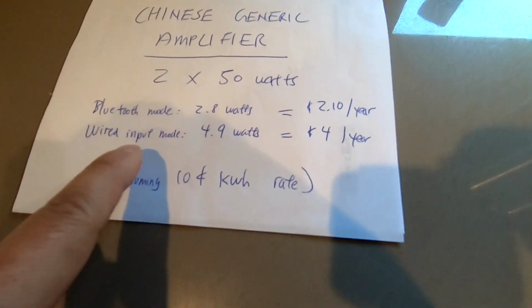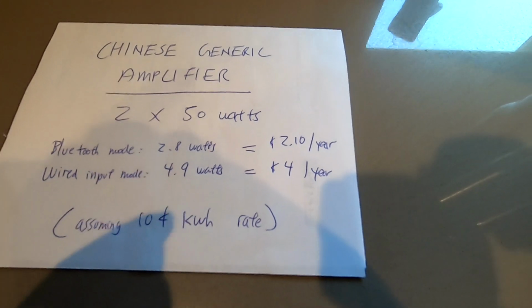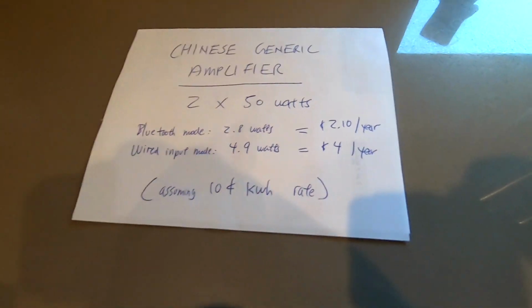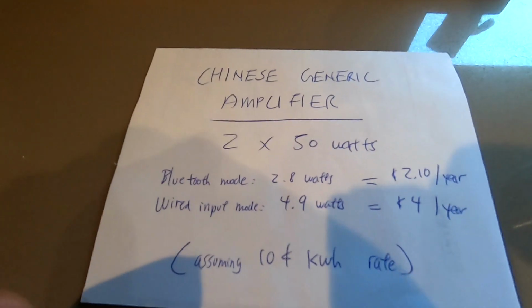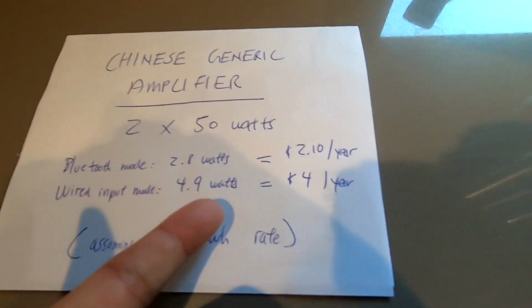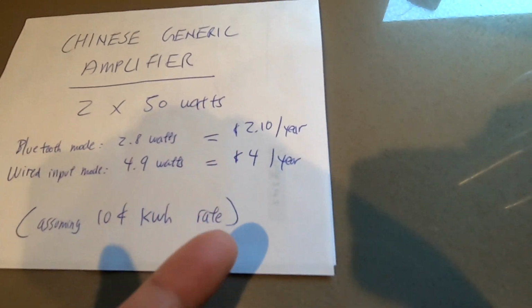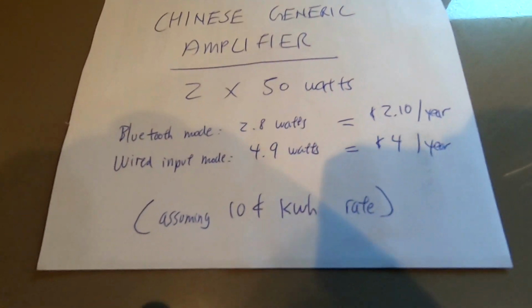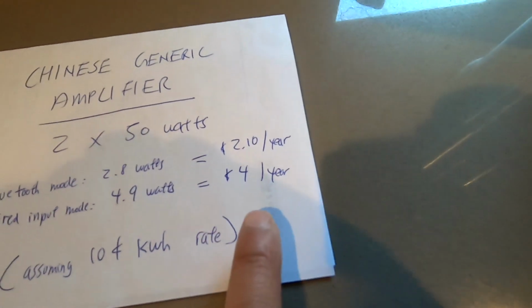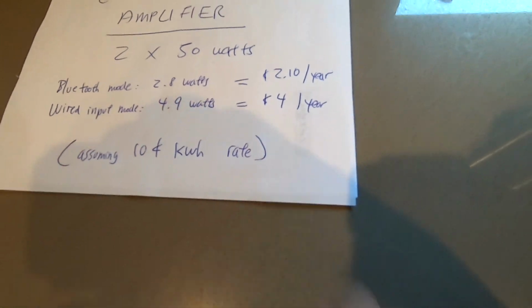And using the wired input mode is actually a lot more, and it creates this buzzing noise all the time. So the Bluetooth is actually cleaner and uses less power. Wired mode is 4.9 watts, and it'll cost you approximately $4.10, $4.20 per year. This approximation of how much it costs per year is based on the 10 cents per kilowatt-hour rate.